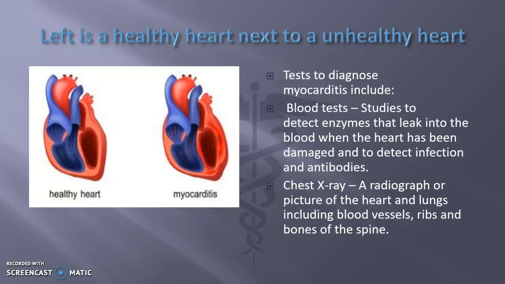So the tests that diagnose myocarditis include a blood test and a chest x-ray. The blood test studies to detect enzymes that leak into the blood when the heart has been damaged and to detect infection and antibodies. Chest x-ray is a radiograph or a picture of the heart and lungs, including blood vessels, ribs, and bones of the spine.